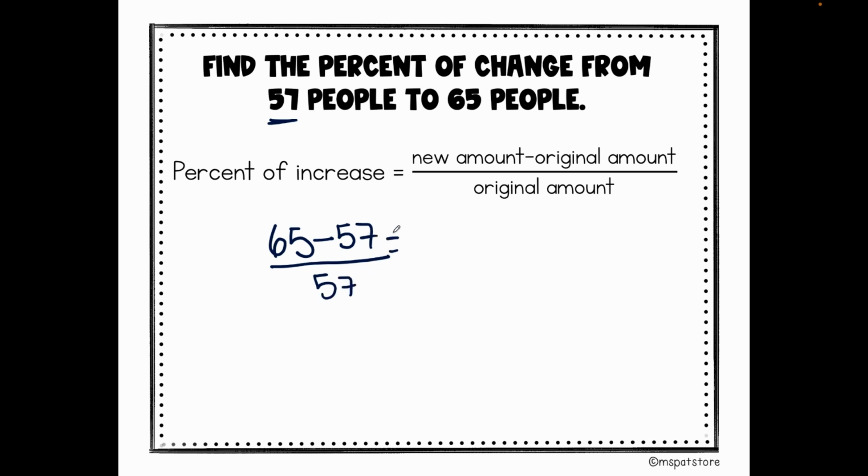65 minus 57 is 8. And then when you divide 8 by 57, you will get 0.14 and other digits. But for the sake of this activity, I'm going to leave it at only 2 digits after the decimal point. So then I need to shift my decimal point 2 spaces, 1 and 2. And this becomes 14% of increase.